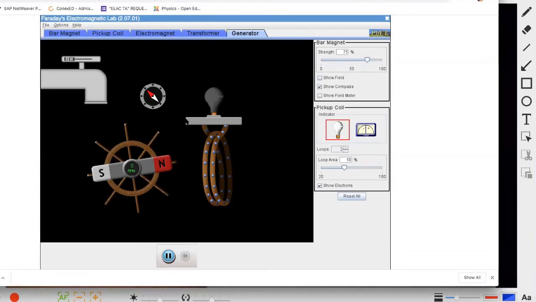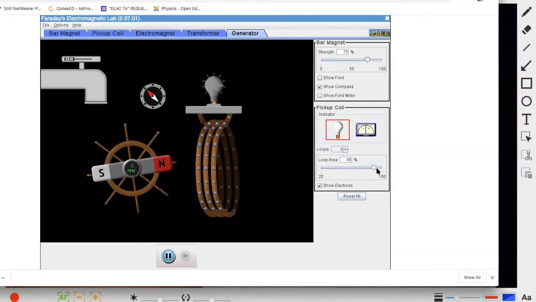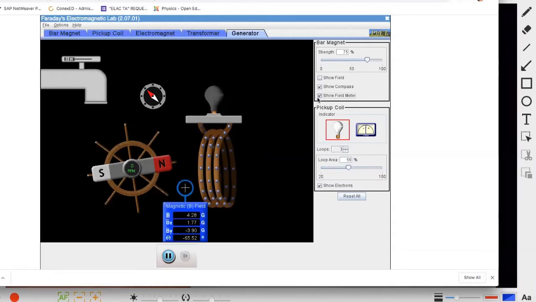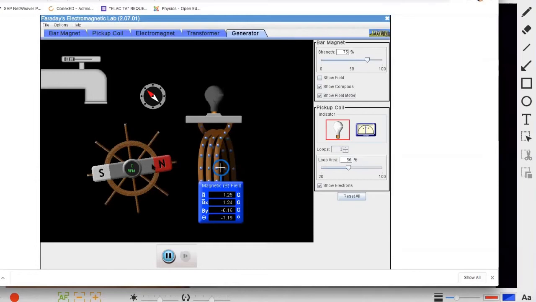On this one, they don't let you bring it close or far. You can just play with the number of turns. You can play with the area, and you can have the field strength showing. Now what you can do is you can have water. The water is going to turn this. So you're not really changing so much the field strength itself because you're not bringing the coil close or far. But you're just spinning the B field, you see?